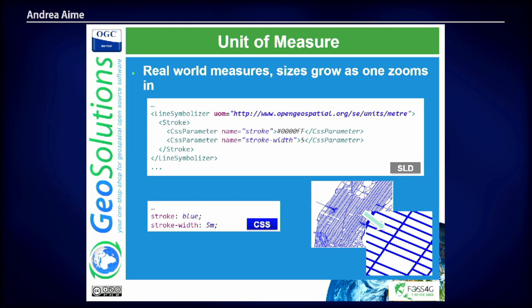But it's not the only way to handle scale dependencies. Another one is to express your sizes in the map as a unit of measure, so on the ground size. I'm saying something like, okay, my stroke is going to be 5 meters thick on the ground. So it's going to shrink and grow as I zoom in and zoom out, because it's like its natural size. And the SLD version of the style is a bit strange because there is this long URI that I need to use to specify meters. And in CSS, I just say 5 meters, which is more human friendly.